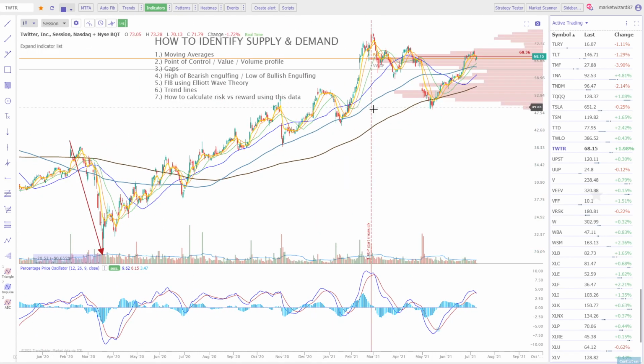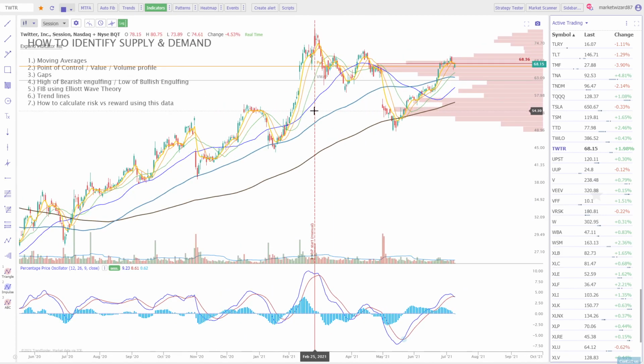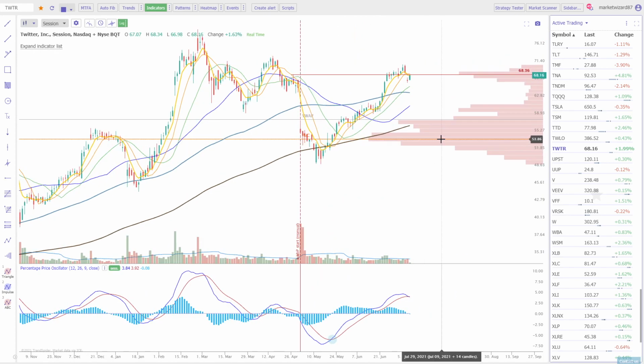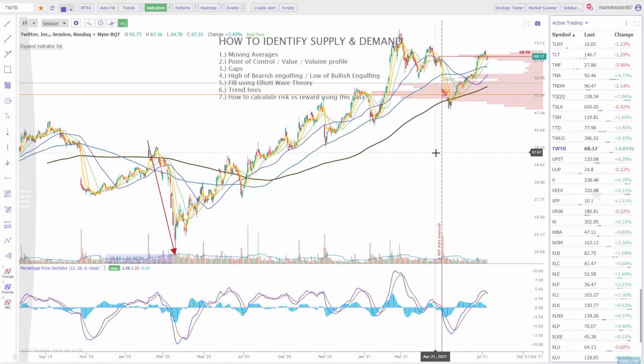And this is where this point of control tool is very valuable. Like let's say you wanted to take it from this low, right? So like this is the POC, the point of control. This is the value here. So there's a wall now at 53.89. And what are they doing?